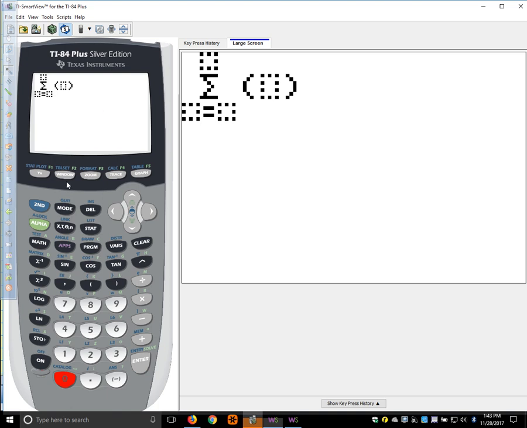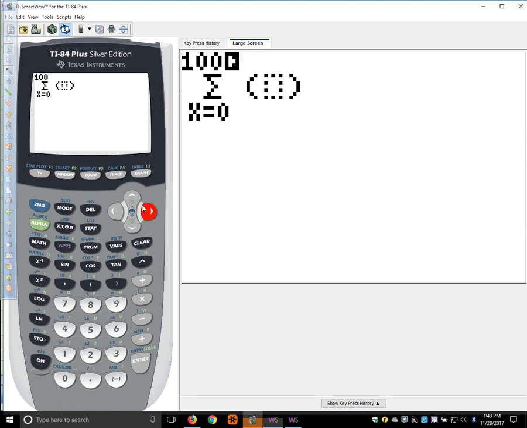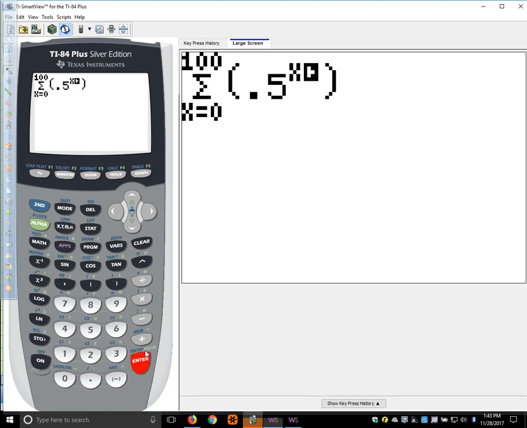So math 0, so let's say we want to sum. I'm going to say x, I'll use that instead of n or I. X equals 0 to 100 of 0.5 to the x power. So that would be like 1/2 to the x, 1/2 to the I. And then we hit enter, and it tells me that is 2. So that's 0.5 to the 0 plus 0.5 to the 1 plus 0.5 squared, etc., 100 times.